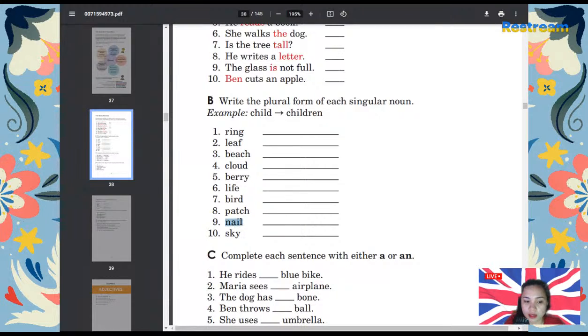Okay. Next, number nine, we have nail. It ends with a consonant.